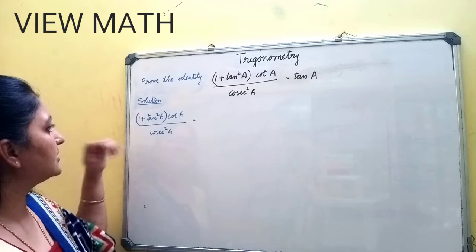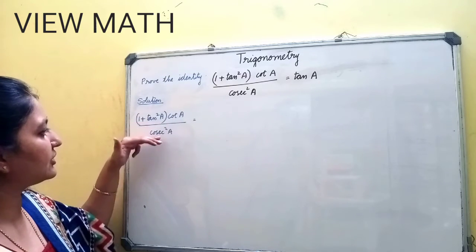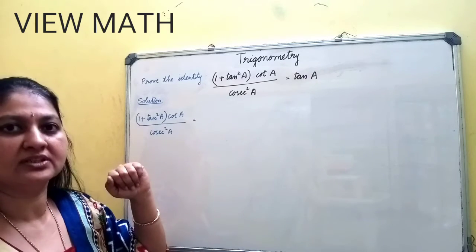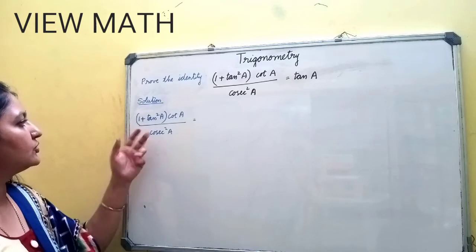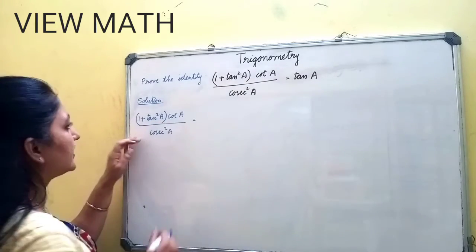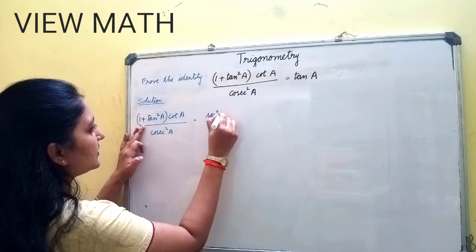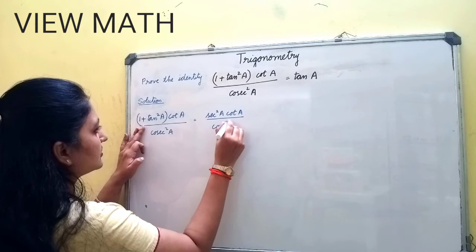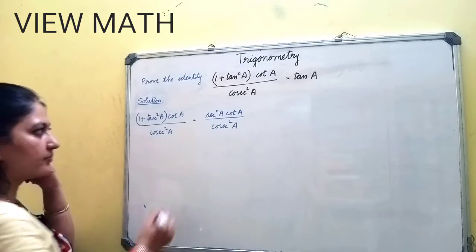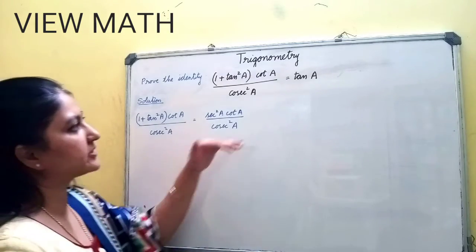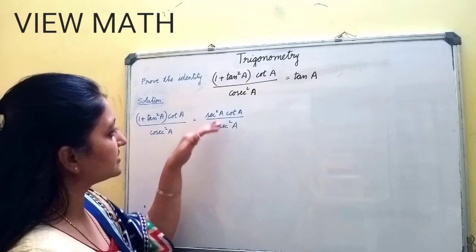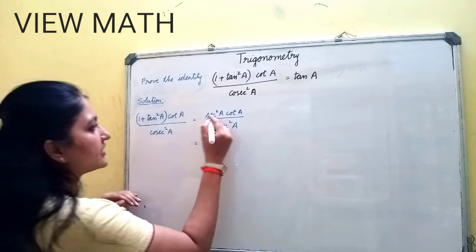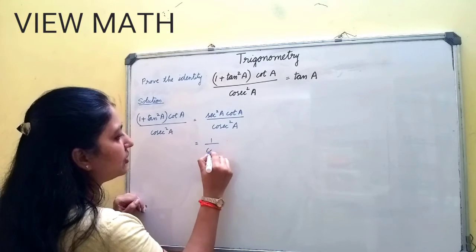So how to proceed? Let me simplify all these terms into sine and cos terms, so it will be very easy for me to show it is equal to tan A. So 1 plus tan square A, you know the formula, 1 plus tan square A is equal to secant square A. So let me write it is equal to secant square A cot A by cosecant square A. Next, again let me simplify this. I have to bring this in terms of sine and cos, then do the simplification and bring in terms of tan A. So let me write secant square A. I can write it as 1 by cos square A.